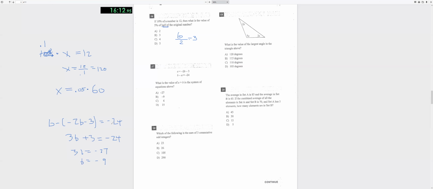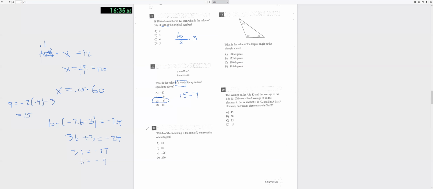Okay, now let's remember that a is equal to negative 2 times b minus 3. So this is 18 minus 3, that is 15. So a is 15, b is negative 9. Now let's make sure we answer the question being asked. They want a plus b. So 15 plus negative 9 is 6.